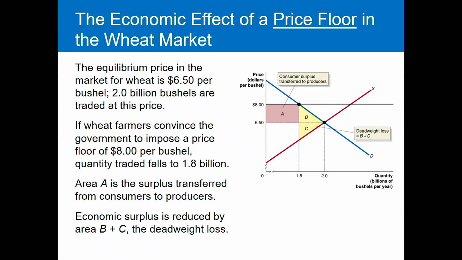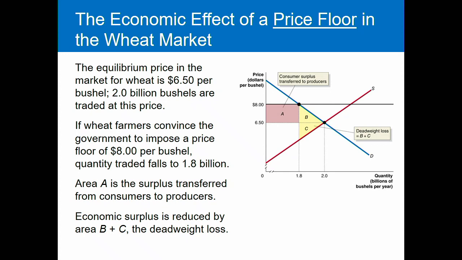So let's walk through, using the idea of producer and consumer surplus, what happens in the market for wheat. If the market was in equilibrium, with no laws controlling prices, the equilibrium price would be $6.50 here. And the quantity being bought and sold in the market would be 2 billion bushels per year, right there where supply crosses demand. At this point, consumer surplus is this whole area above price and below the demand curve, and producer surplus is this area between the price and the supply curve.